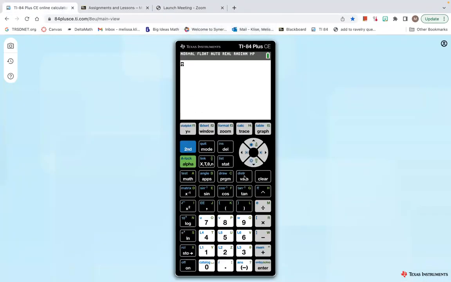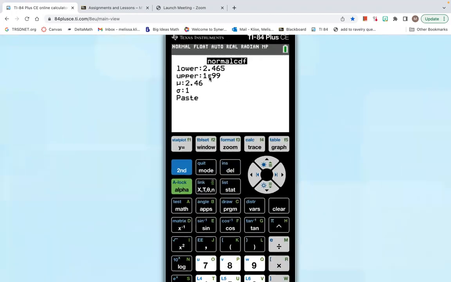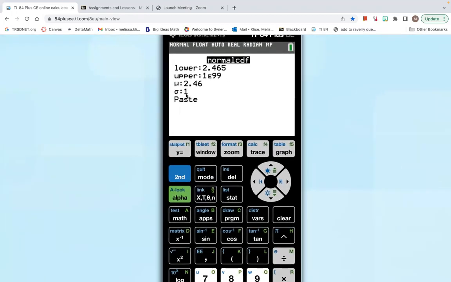I'm going to go to my normal CDF. So all this stuff's going to be normal. The lower is 2.465, upper would be 1E99. My mean was 2.46. So the tip that I want to show you, you can do math in these things here. So I can just do math right here.